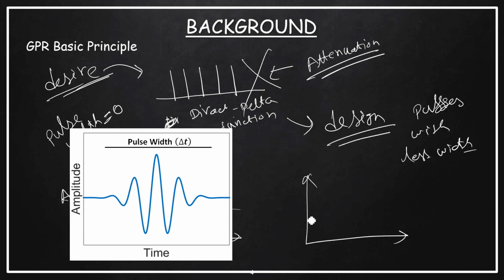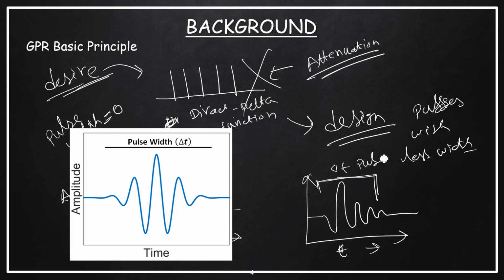Okay. So it will be diminishing. And this will be your pulse width, delta t, in time domain. This is t. So in time domain, this will be your pulse width. This is called pulse width.